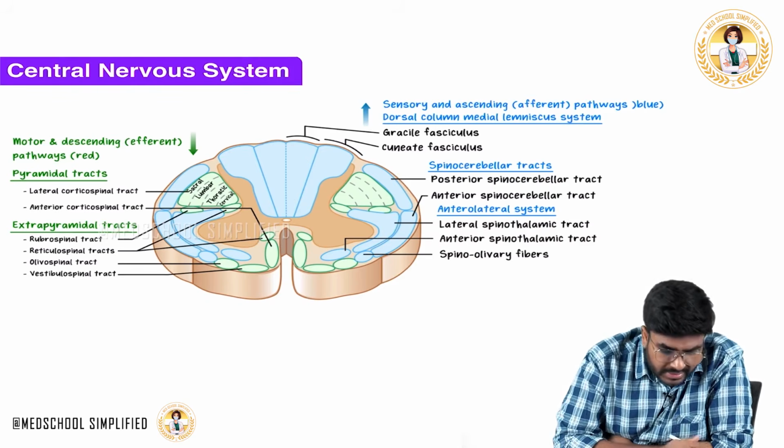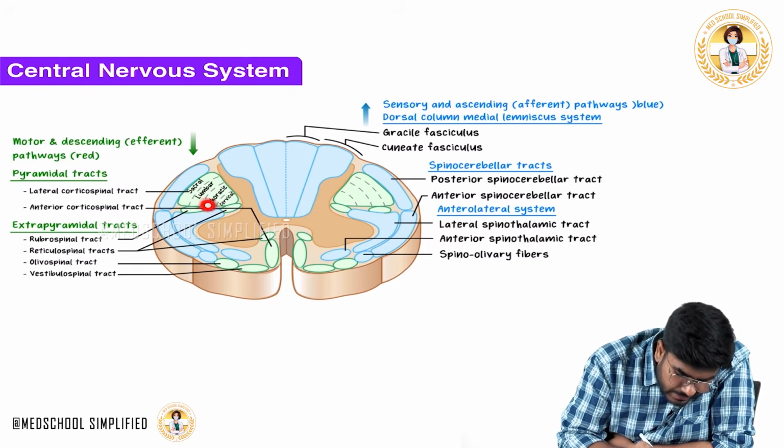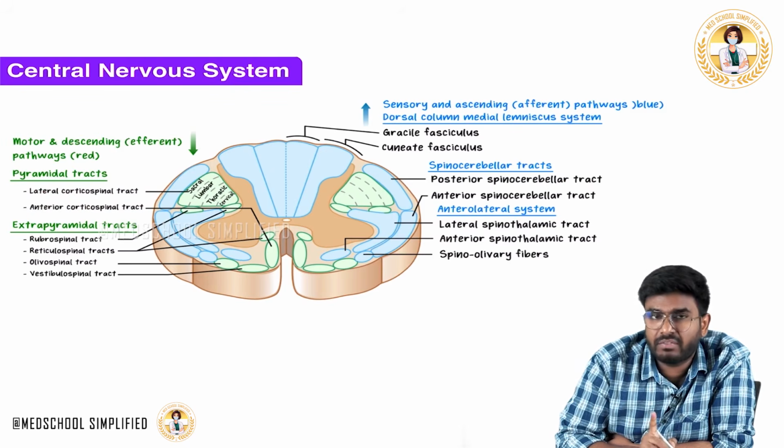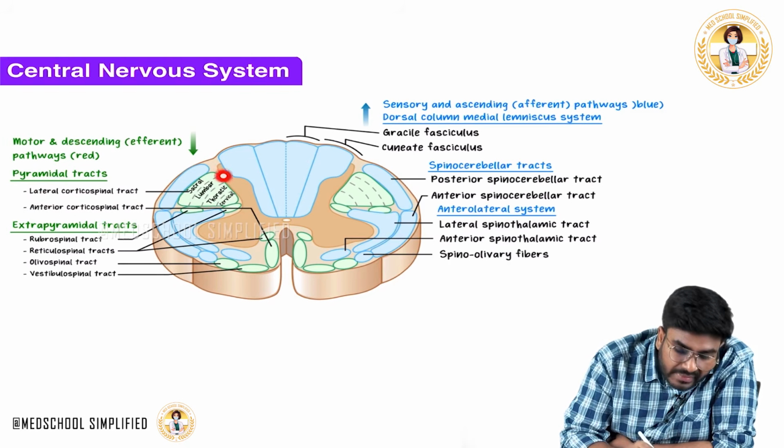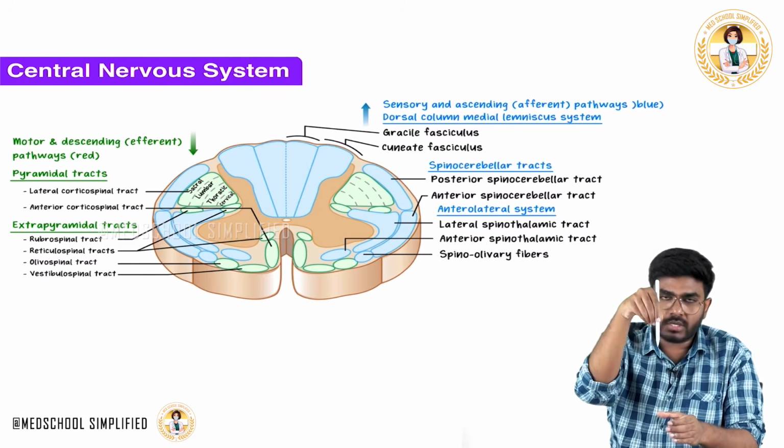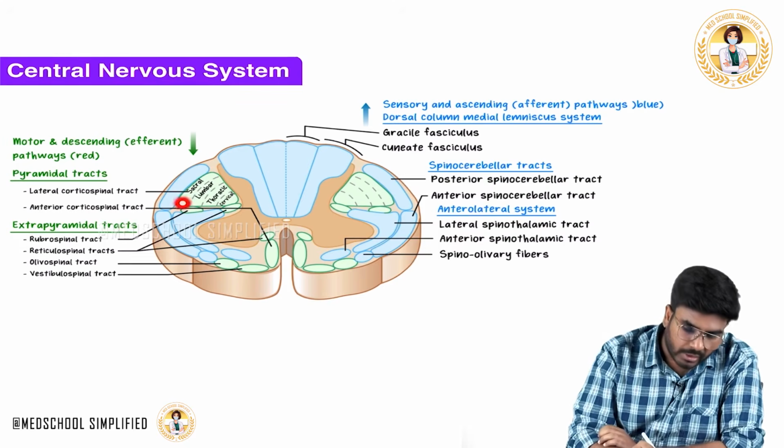Now, please see, here is the lateral, this triangular area. It is the lateral corticospinal tract, with 80% of the fibers. The 80% of the upper motor neurons cross to the opposite side in the medulla. And where are they traveling? They enter the spinal cord and travel in the lateral column of the spinal cord. All these upper motor neurons are going down. So this is the lateral corticospinal tract.